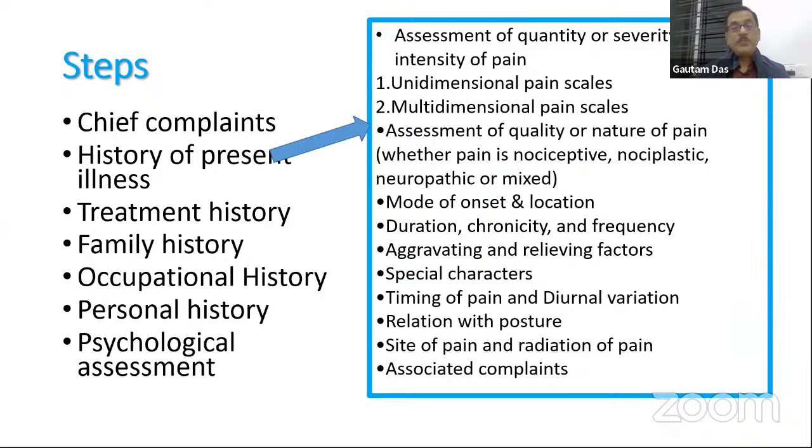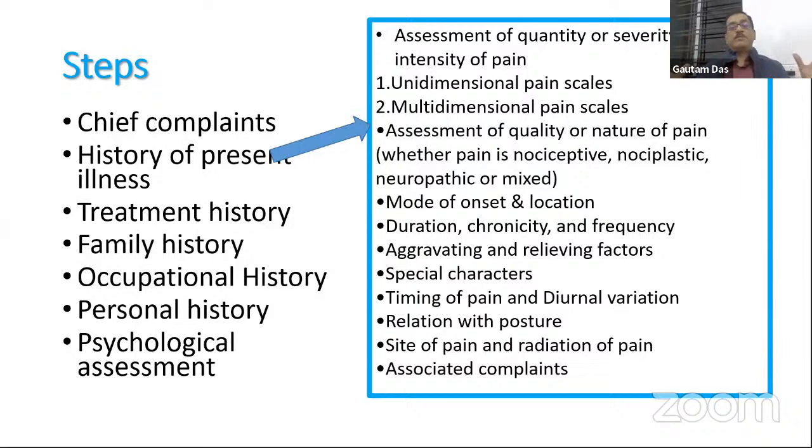In the investigations, we have the laboratory investigations, the blood examinations, then the imaging. In imaging, ultrasound is a very, very important part. Apart from the ultrasound, we have the X-ray, CT scan, MRI, and PET scan. Another very important step in the hands of the pain physician is the diagnostic intervention. It is not there in the other clinical branches. Here it is. What is that?